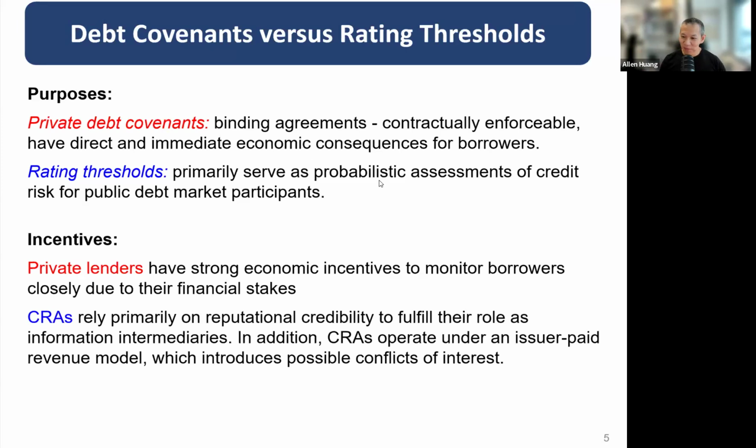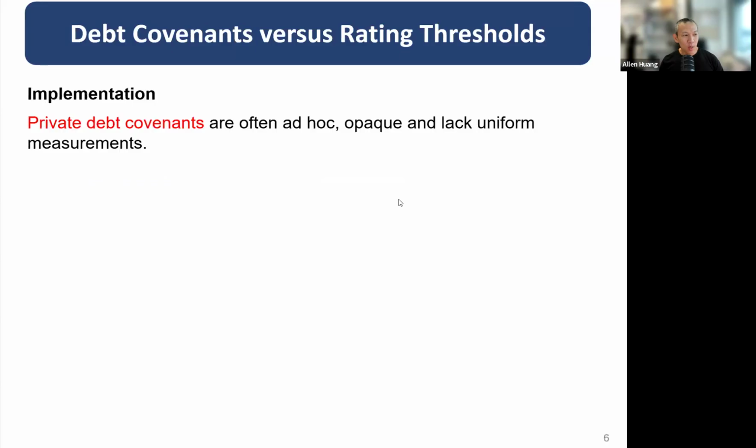All right. Next one is the implementation. In terms of the differences between the debt covenants and the rating reports and the rating thresholds, private debt covenants are often ad hoc. They are based on different types of financial ratios, the calculation of the ratios could be different, and they do not have a uniform measurement. So think of them as just a negotiation between the creditors and the borrowers. Think of it as managerial accounting. You don't have to be subject to any rules.